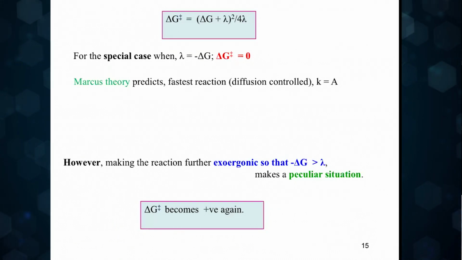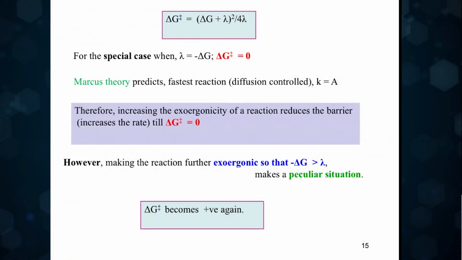In this case, of course, you are going to get a diffusion control reaction, because in that case, the rate of the reaction is nothing but the pre-exponential factor. So when do you have the fastest reaction? You have the fastest reaction when the enthalpy of the reaction or the free energy of the reaction is negative of the reorganization energy.